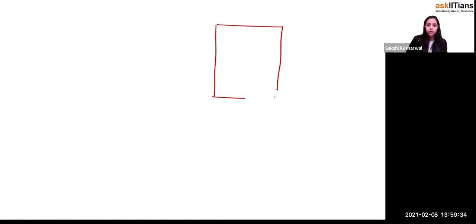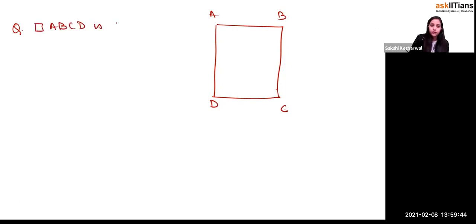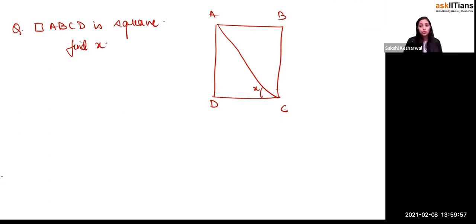Chalo. I'm giving you one question. So as I said, this is a square, right? Now I'm giving you the question. Let's do one question. The question is: ABCD is a square, right? Quadrilateral ABCD is a square. And find X, right? How are you going to find X?